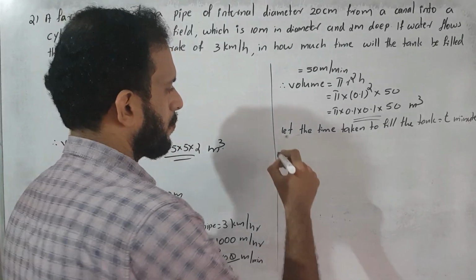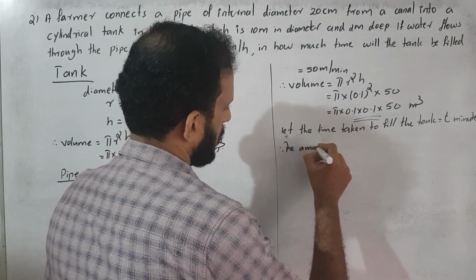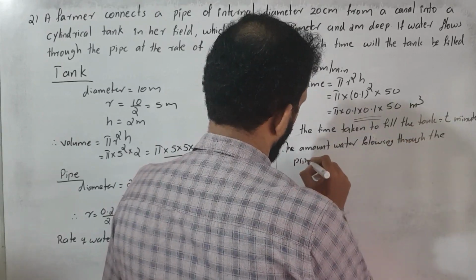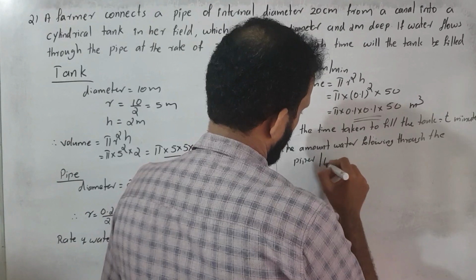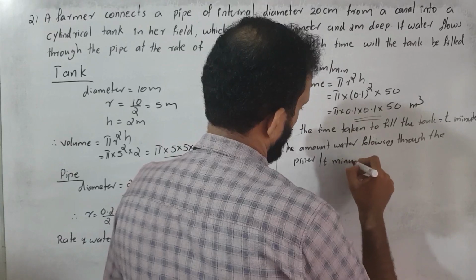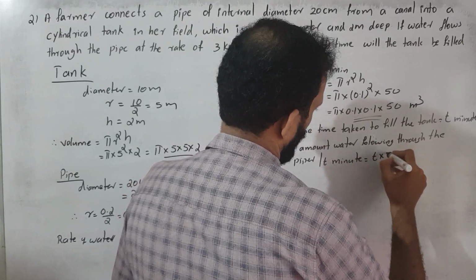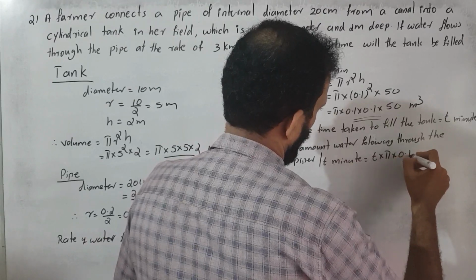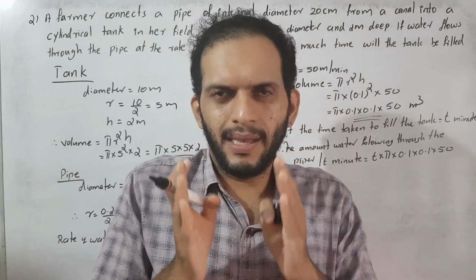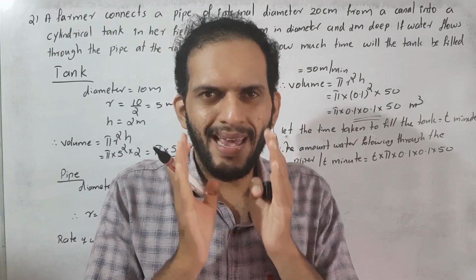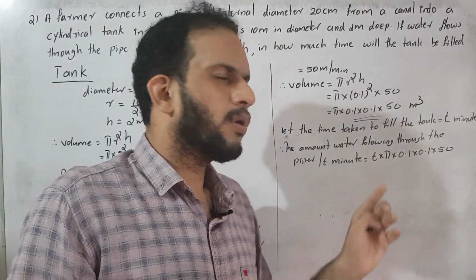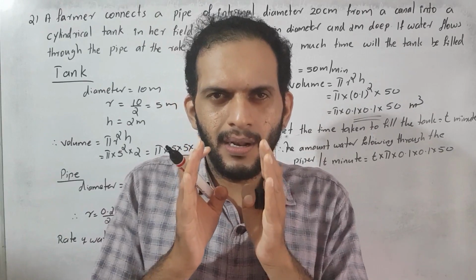Correct? Therefore, the amount of water flowing through the pipe per t minute is equal to t into pi into 0.1 into 0.1 into 50, correct? Then this is the amount of water that will be taken to fill the tank, correct? So this is the amount of water to fill the tank.